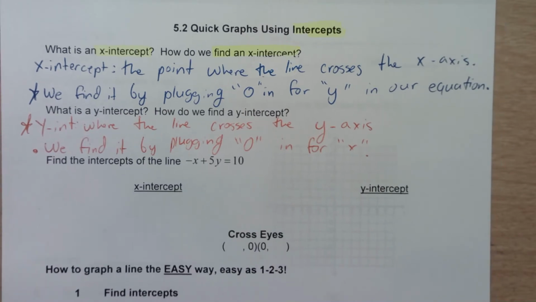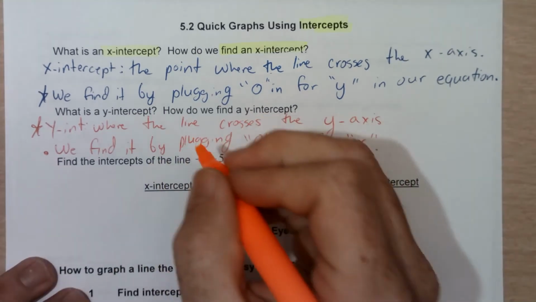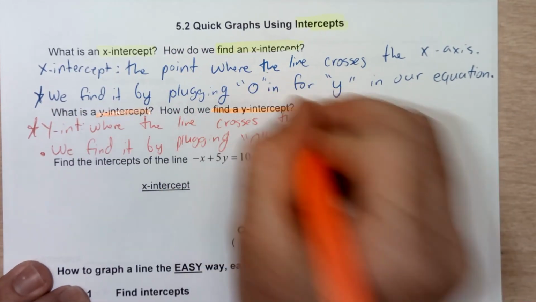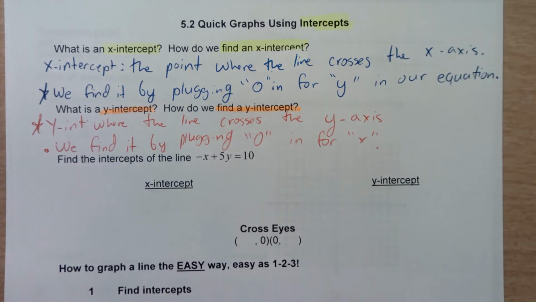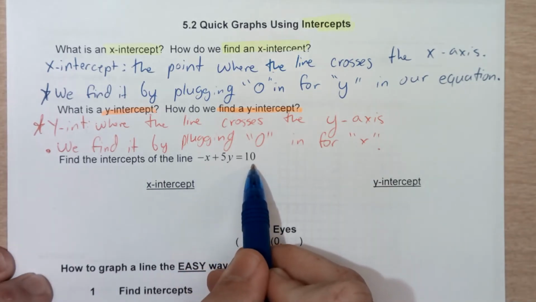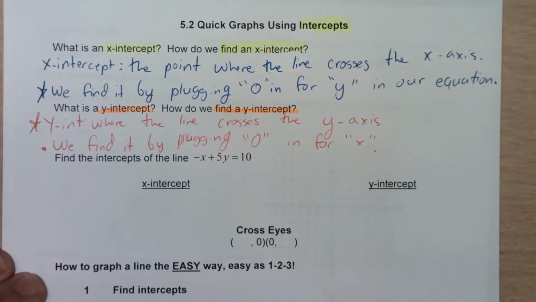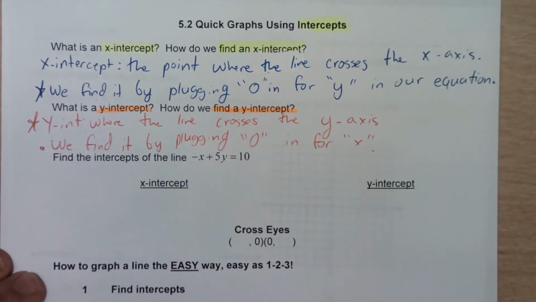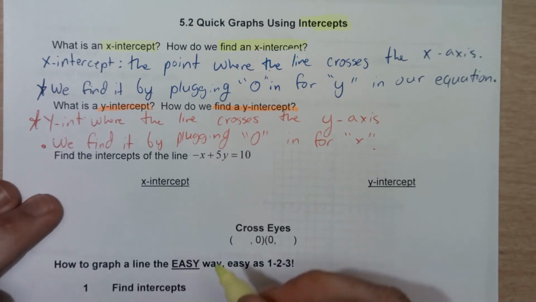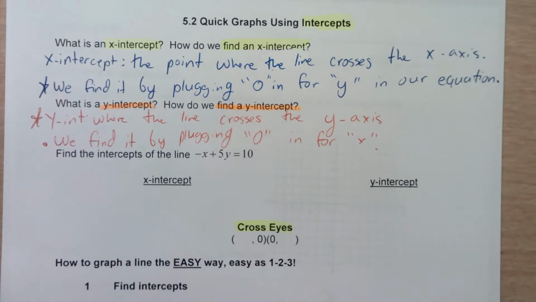Okay, as always, I like to differentiate my x's and my y's with my yellow and my orange. All right, so now we're going to talk about finding the intercepts of a line. So this is our equation of the line it gives us. It says negative x plus 5y equals 10, and it wants us to find the x and the y-intercept. Whenever we're trying to find intercepts, the first thing we do is we set up our two ordered pairs. We set up what's called our cross eyes.